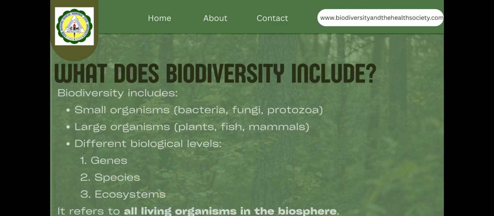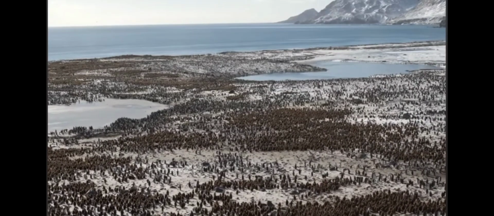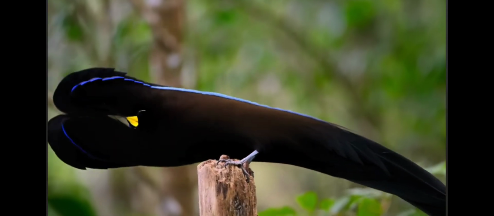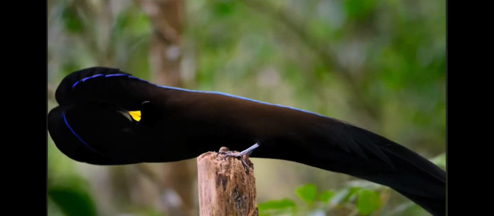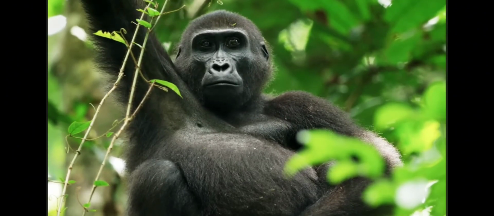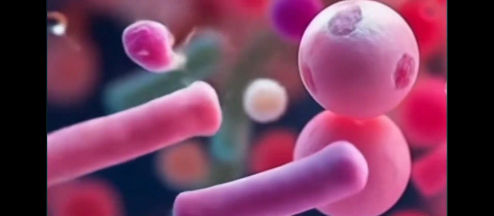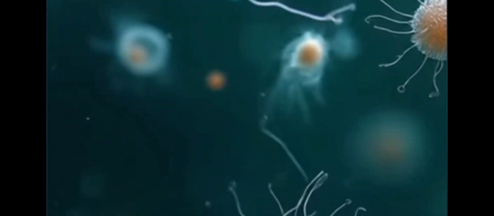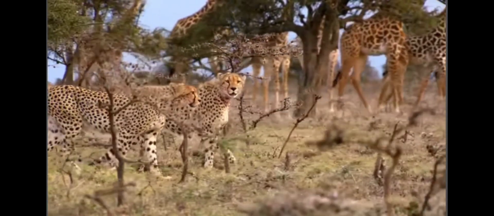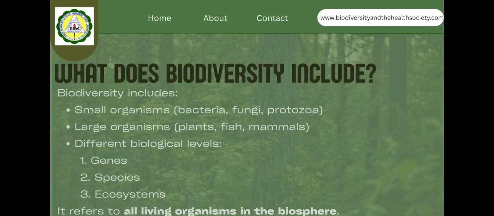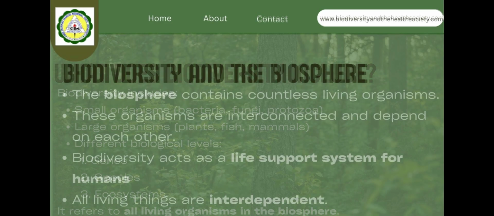What does biodiversity include? Biodiversity includes small organisms, large organisms, and different biological levels. Small organisms like bacteria, fungi, and protozoa, while large organisms like plants, fish, and mammals. The different biological levels or categories are genes, species, and ecosystems.